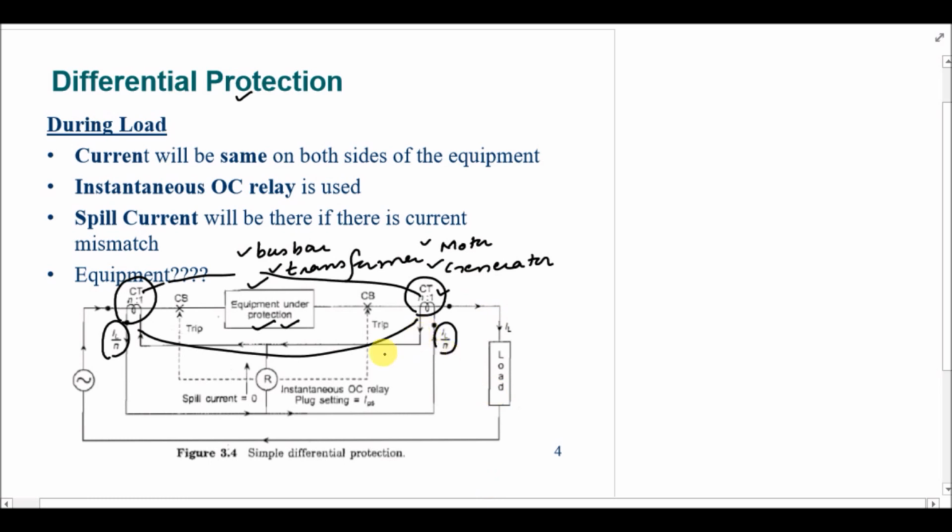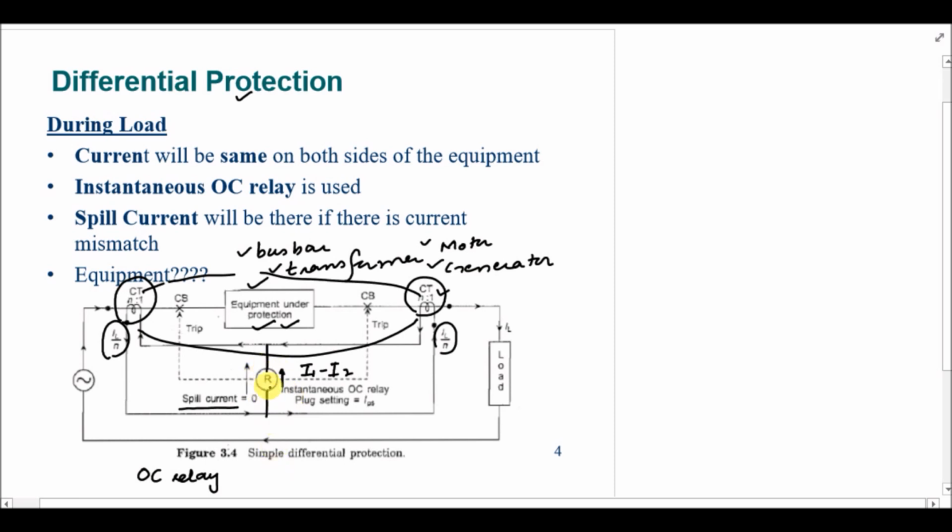Then after receiving this current, we have a relay that is attached in this orientation, and the differential current from both the CTs is passing through this particular relay, and this relay is the simple overcurrent relay. So whenever the current I1 minus I2 that is passing through this relay and is known as spill current is greater than the plug setting of this overcurrent relay, then the relay will operate, otherwise it will not operate.